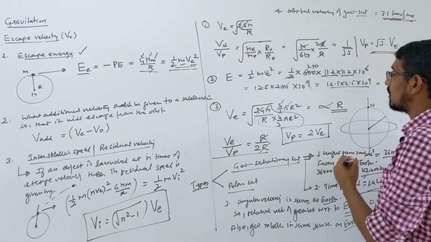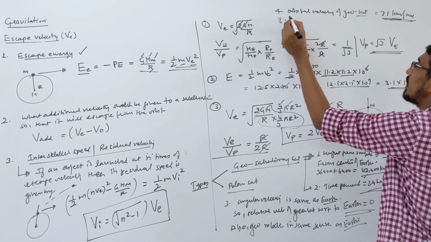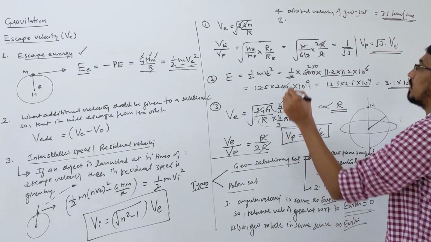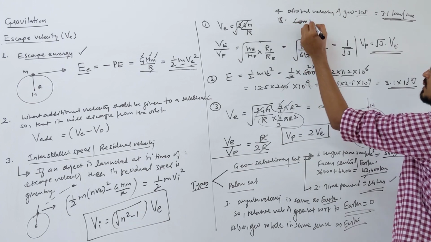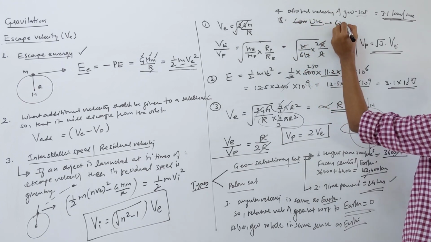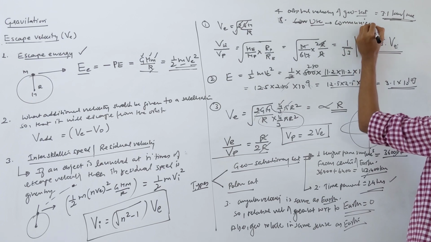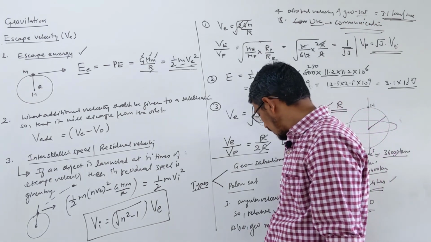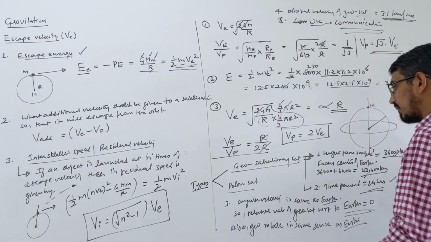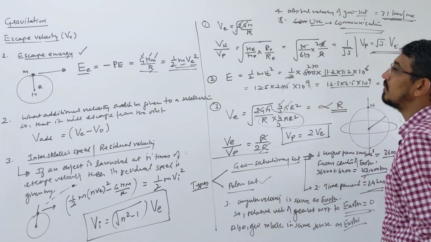Then what's the use of this? It's called a communication satellite. There are many names I told you. So it is mainly used for communication purposes. Okay, you write application or use: mainly used for communication. Okay, then a few things about the polar satellite also.